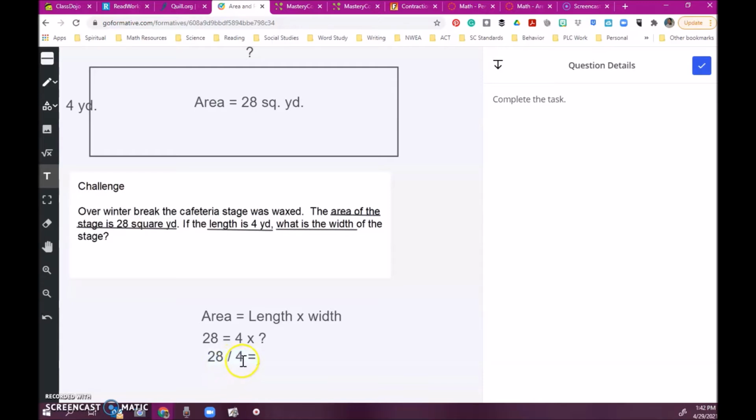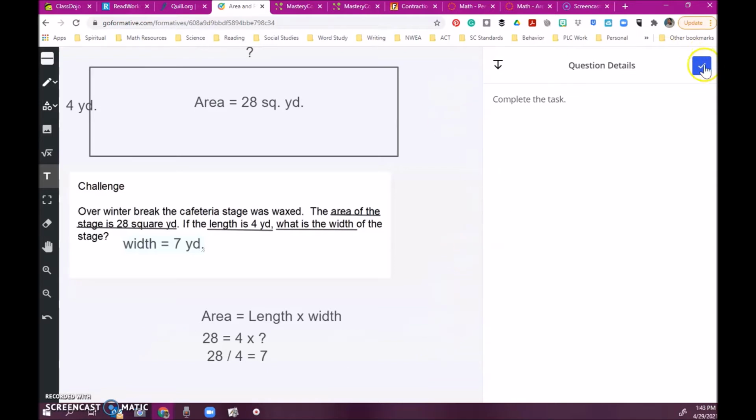So I can count by 4s until I get to 28. 4, 8, 12, 16, 20, 24, 28. And it took me 7 times to get there. So 28 divided by 4 equals 7, which means that the missing number in this fact family is 7. And when I plug that back into the formula that I'm using, that means the width is going to be 7. And what are they measuring in? Yards. So what is the width of the stage? The width equals 7 yards.